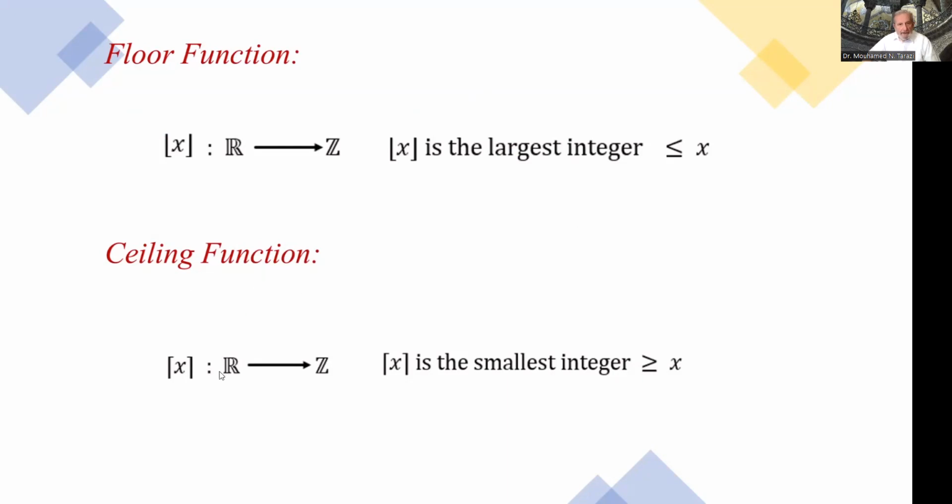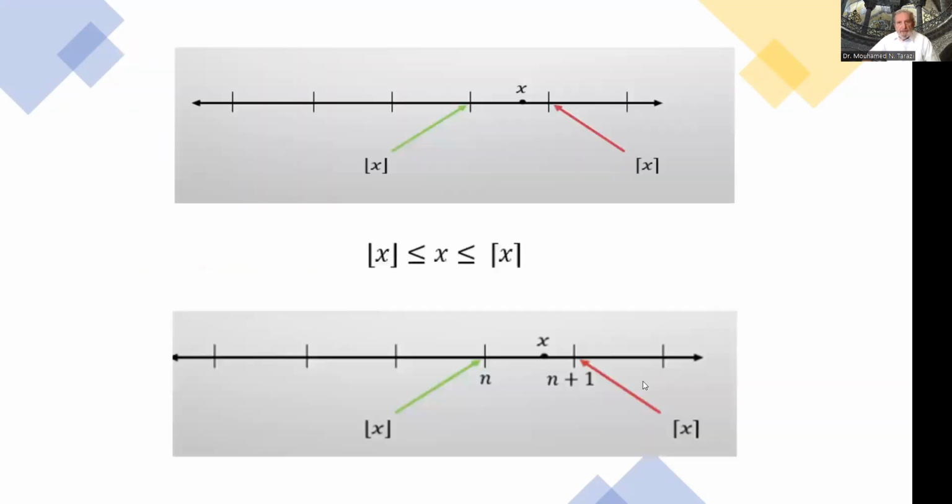While the ceiling function at x, and you see the two bars are on top, is a function from the set of real numbers to the set of integers, and it's defined as the smallest integer greater than or equal to x. So if x is here on the number line, this integer here will be the floor function at x, and this will be the ceiling function at x. It's more like you're rounding down here and you're rounding up here. So x is sandwiched between the floor function of x and the ceiling function of x.